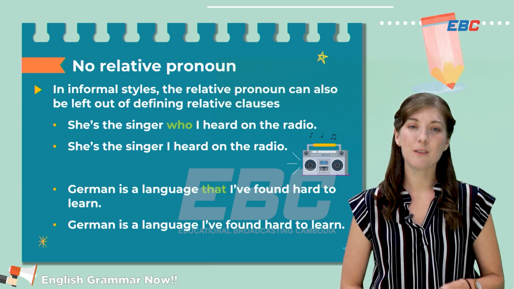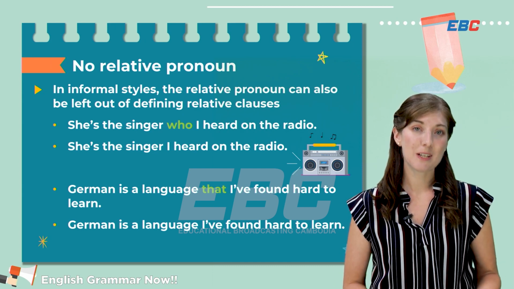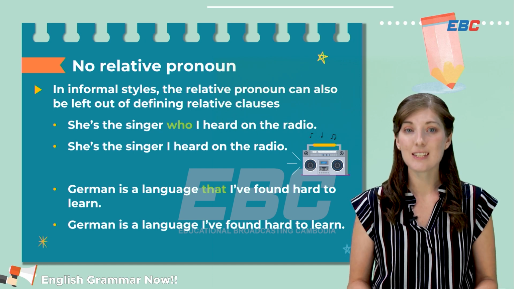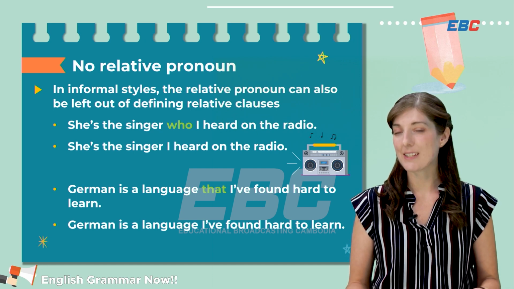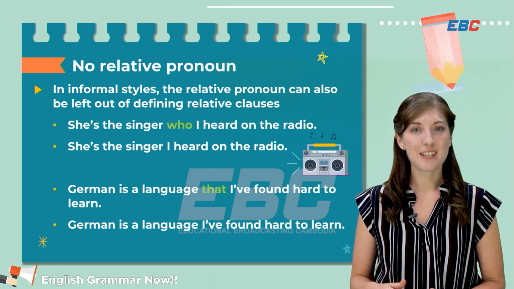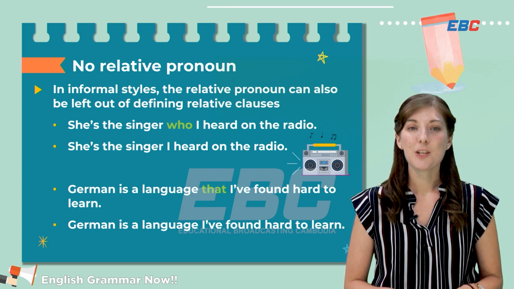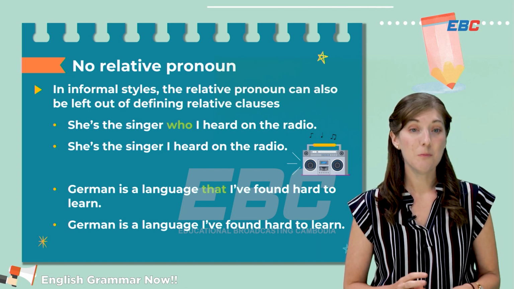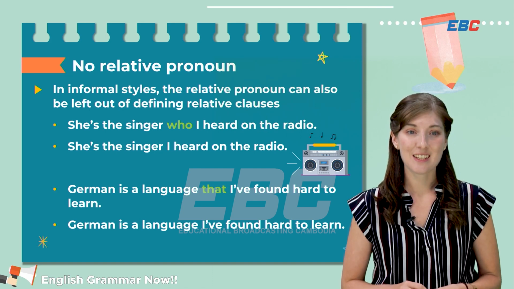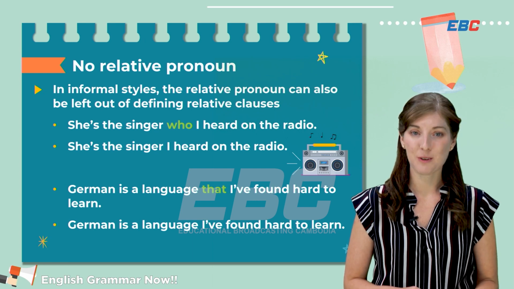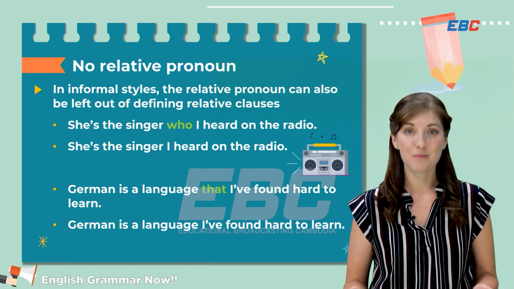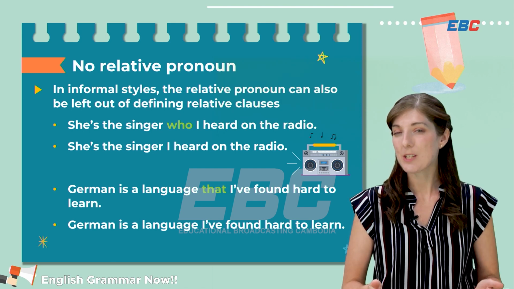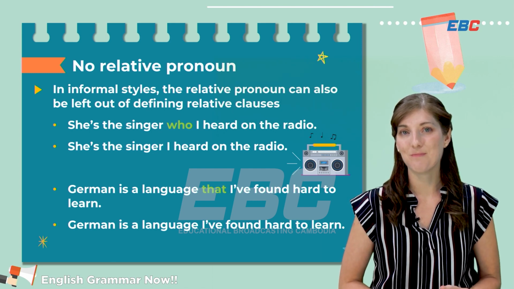Another thing about informal speech is that sometimes the relative pronoun can be left out of the sentence entirely. It still makes sense, in fact. Take a look at some examples. She's the singer who I heard on the radio. But you might just hear someone say this. She's the singer I heard on the radio. Without who. Because it's obvious what's being talked about, we don't need to have the relative pronoun.